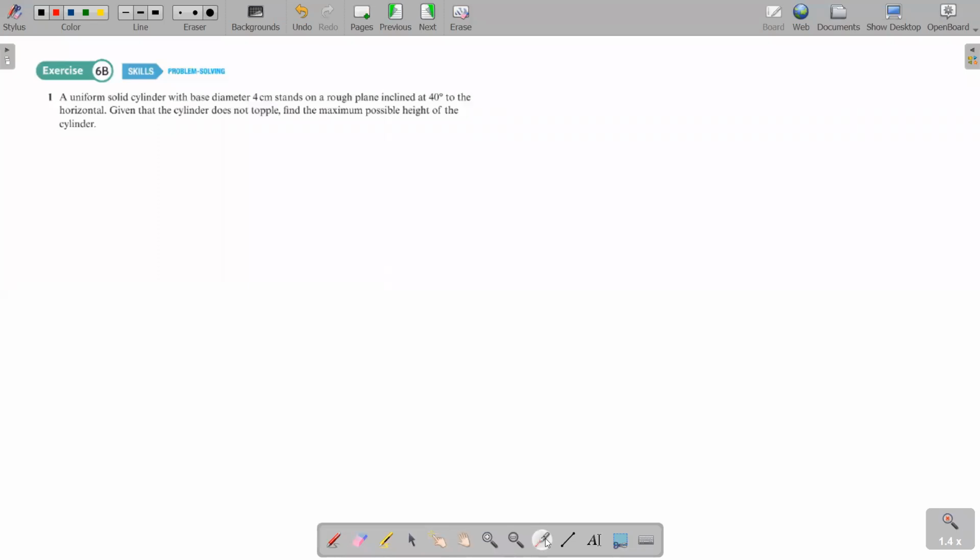All right, guys. So we'll move on to exercise 6D, question number 1. They say a uniform solid cylinder with base diameter 4 centimeters stands on a rough plane inclined at 40 degrees to the horizontal. Given that the cylinder does not topple, find the maximum possible height of the cylinder. Okay, let's get it done. What do we do here? First, let's draw the diagram. So you have an inclined plane, inclined at 40 degrees to the horizontal.